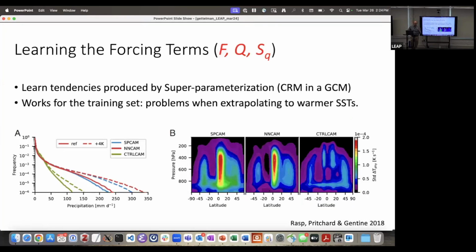This is earlier work I talked about for learning these forcing terms. This is an example of taking super parameterized CAM, which is embedding a reduced order idealized cloud model in the GCM and replacing the cloud physics with that. This is the neural network version, and this is the control version. It does seem to represent, not perfectly, what is happening, at least in aggregate, in the super parameterized version. But there are some issues with stability and with the training data set when you're extrapolating to warmer SSTs. If you go to a climate change scenario, you tend to get an over extrapolation.